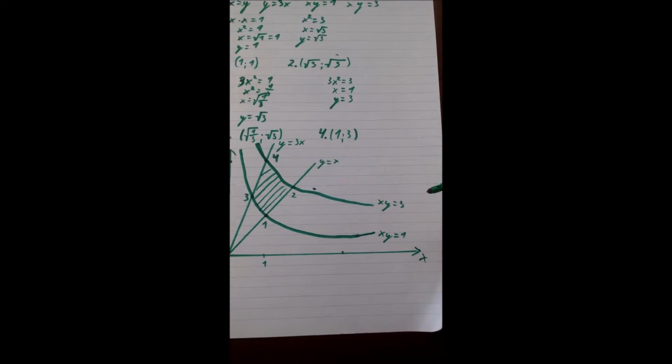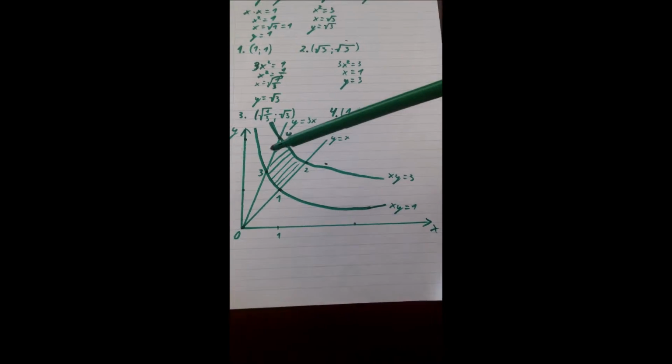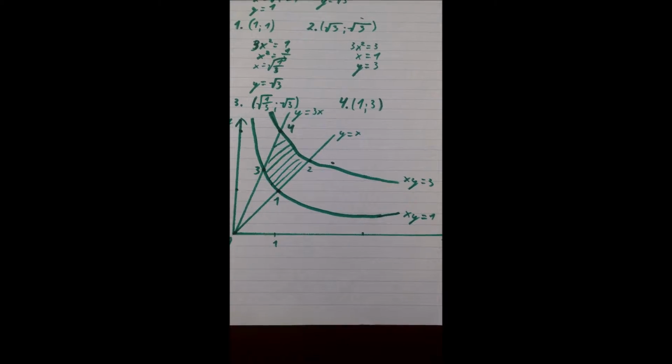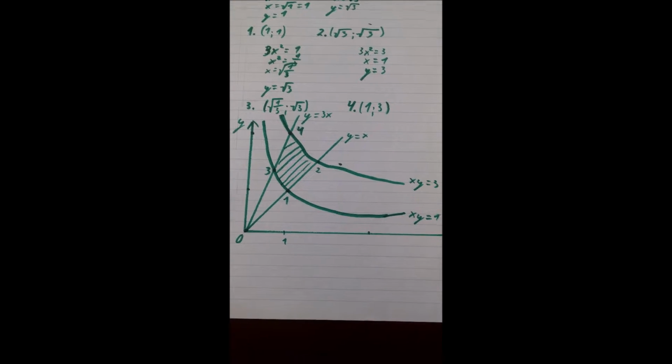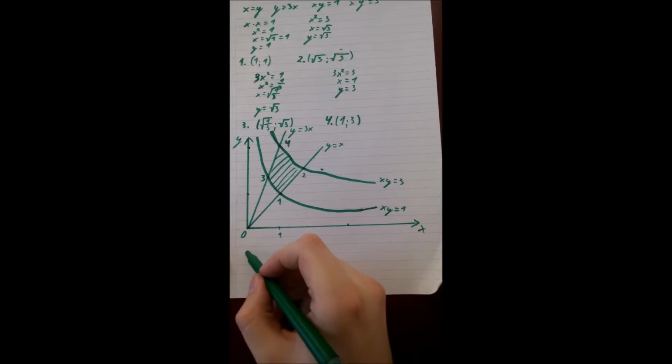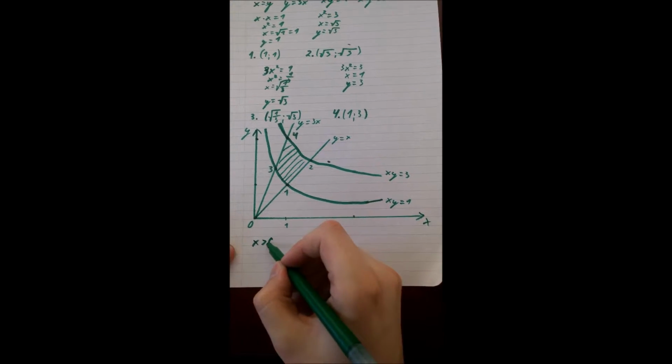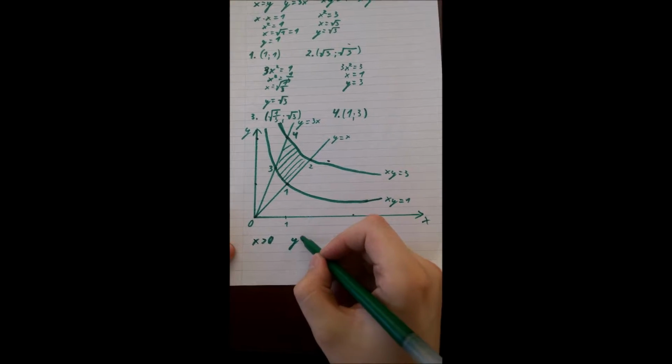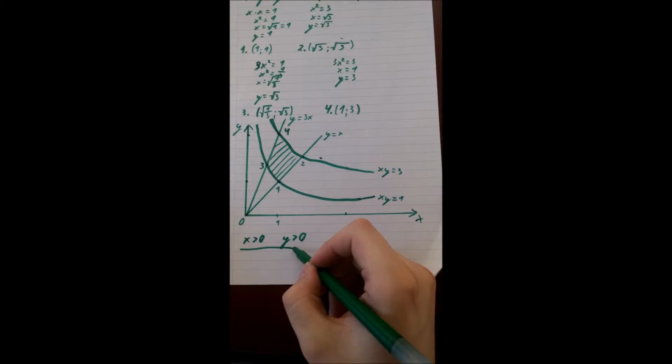So this is how our sketch looks. As you can see, those are the 4 intersection points, and the striped area is the region R. And it's important to notice that this is the first quadrant, so the x value will be bigger than 0 and the y value will be bigger than 0.